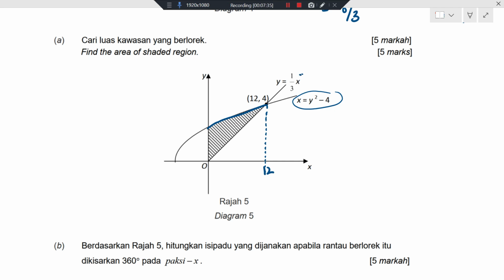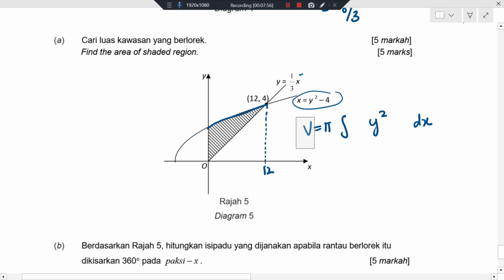This should be your straight line. Yang ada square tu mestilah curve kan? So, integrate. But we are using dx means I need to add pi and a y square, correct? So, this is your volume. I can write it volume below the curve lah. Much better.